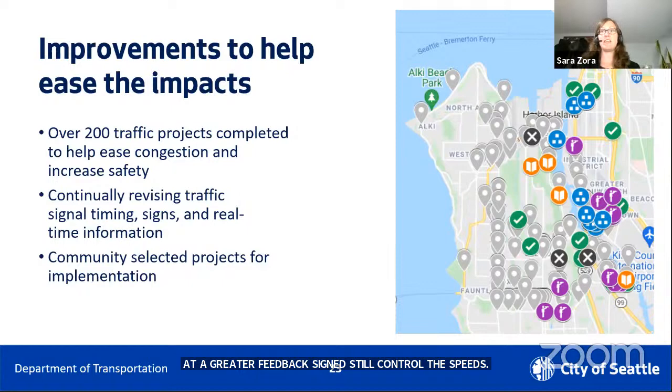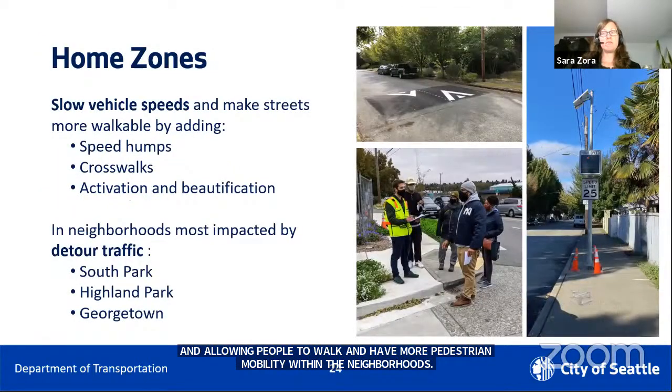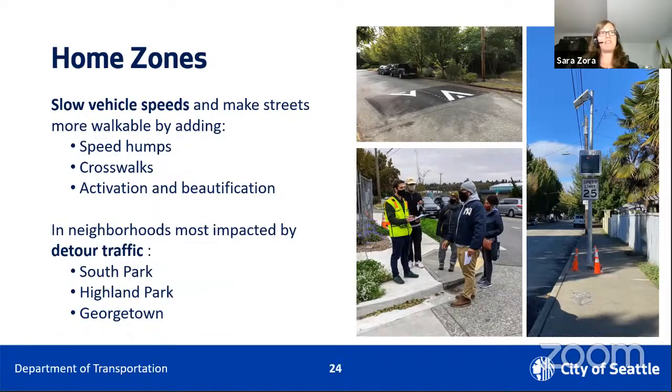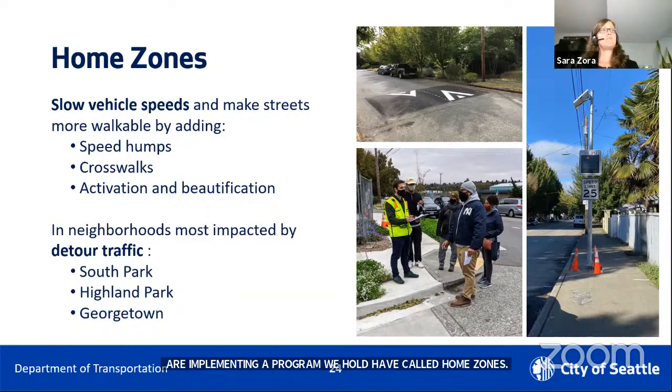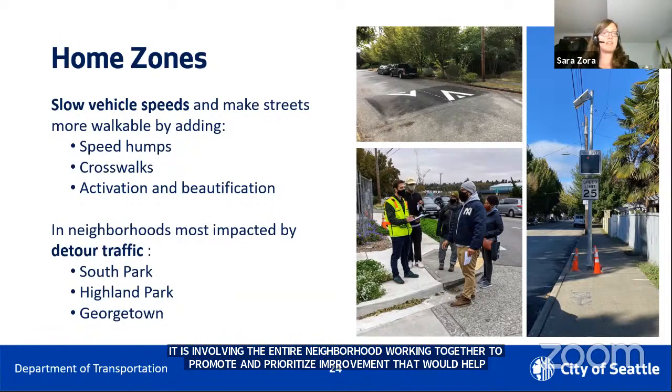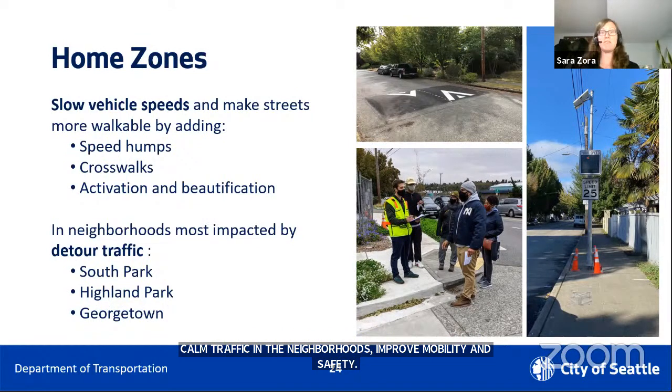If you go to the next slide, part of those neighborhoods that we're really focused on, like I said, are South Park, Highland Park, and Georgetown. And we're implementing a program that we have at SDOT called Home Zones. It's really involving the entire neighborhood working together to promote and prioritize improvements that would help calm traffic in these neighborhoods, improve pedestrian mobility and safety, as well as create some better activation and beautification, such as adding street trees into these neighborhoods. We've already begun.